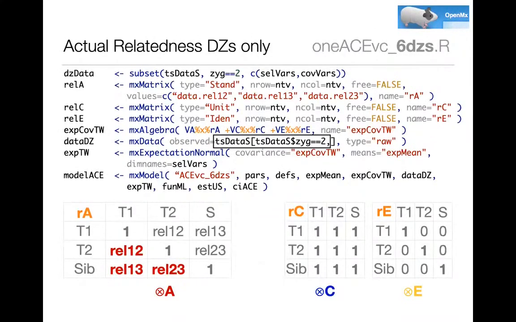So to translate that into our scripts here, that's a fairly straightforward move. The actual model stays the same, but we now limit the data to just those of the DZs.